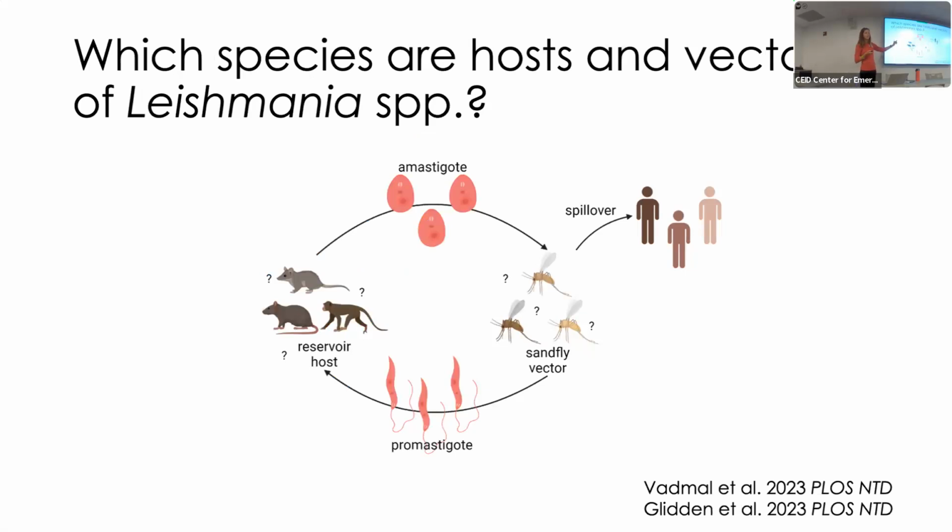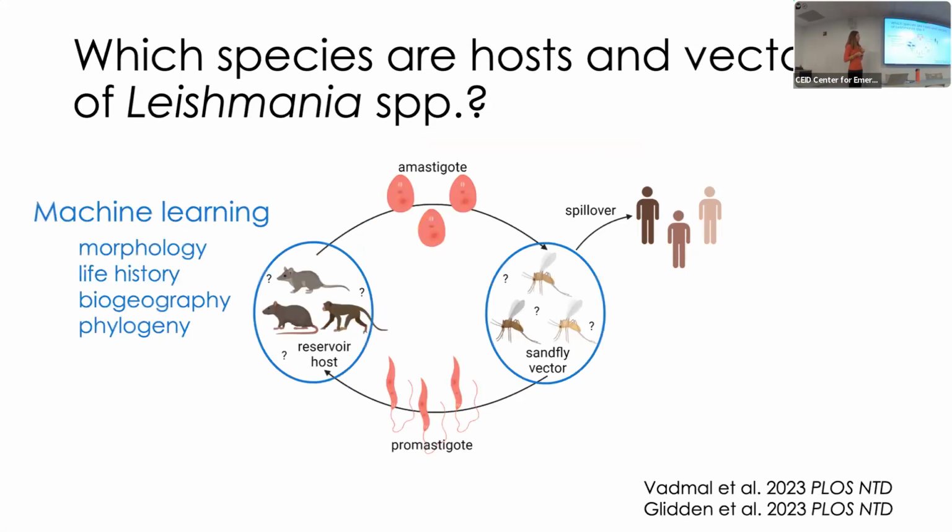This is the parasitic life cycle for leishmaniasis. So it has these parasites that are transmitted by sandfly vectors that are then going through some sort of reservoir host. And then they're going from the reservoir host back to the vector. Humans get infected by leishmaniasis through spillover. So humans are typically a dead end host for leishmaniasis.